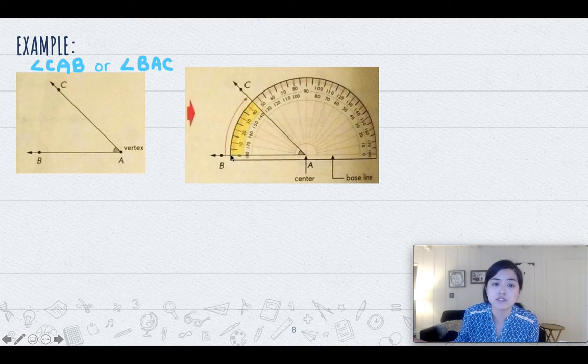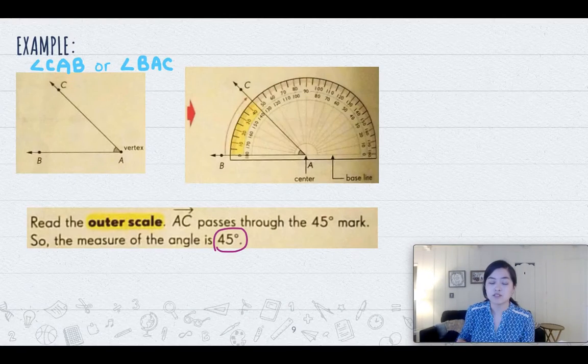If I measure from 0 all the way to where my ray AC is, I see that it's between 40 and 50. It's halfway between 40 and 50. So what degrees is that? What's halfway between 40 and 50? It's 45. So using the outer scale, we see that ray AC passes through the 45 degree mark, right here. So the measure of the angle is 45 degrees.